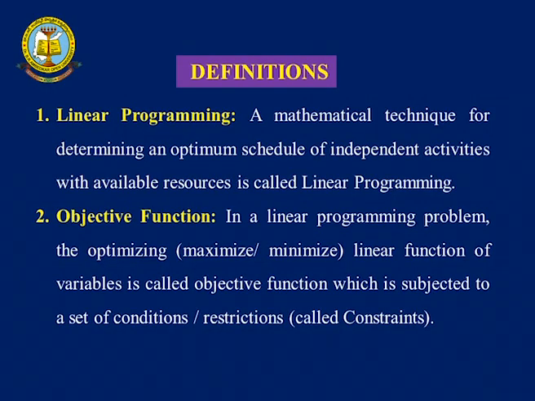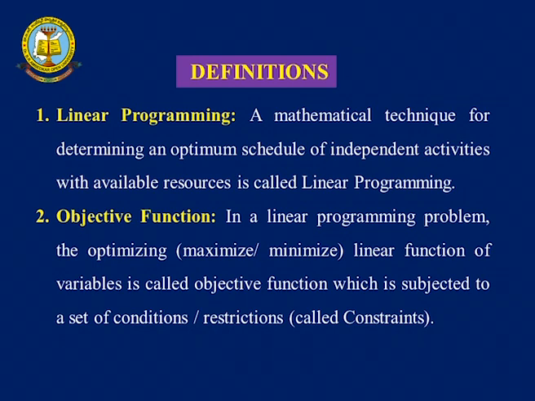And coming to the basic definitions or terminology in this linear programming problem. The first definition, linear programming problem: a mathematical technique for determining an optimum schedule of independent activities with available resources is known as the linear programming problem. Next, the objective function. In a linear programming problem, the meaning of optimization is that the objective function is to be either minimized or maximized.